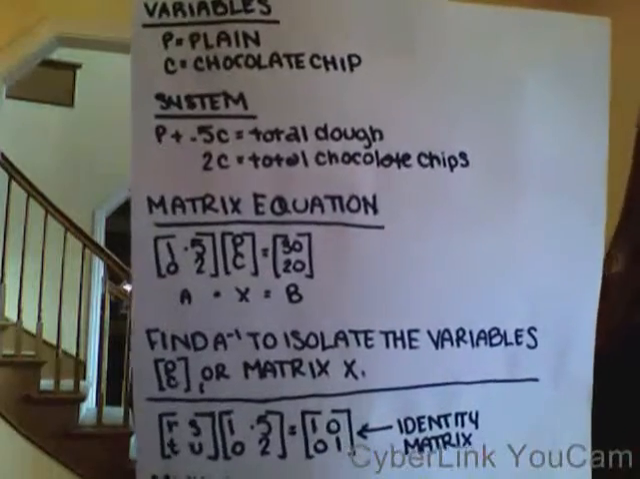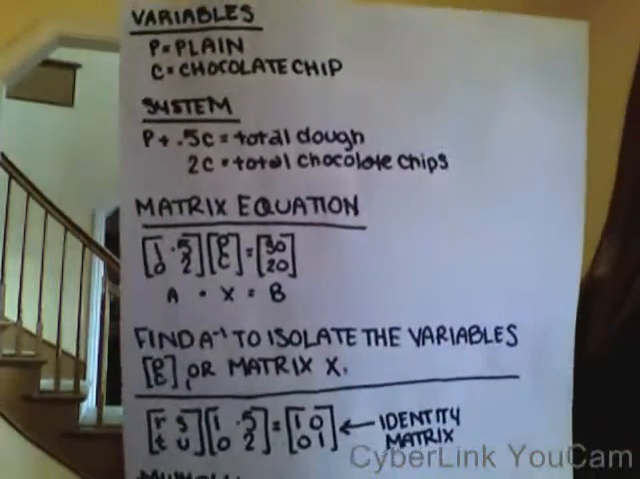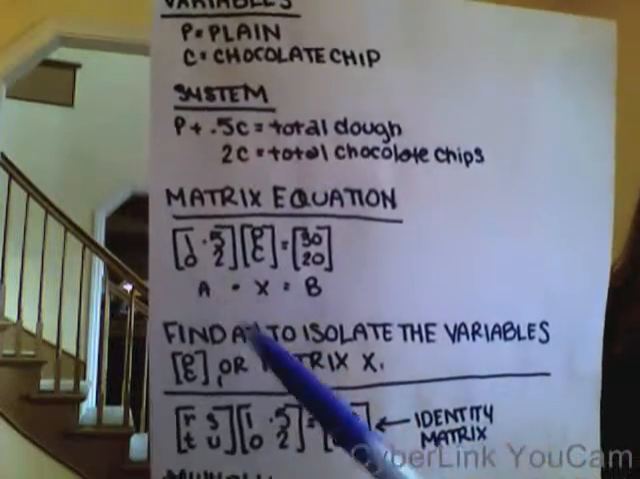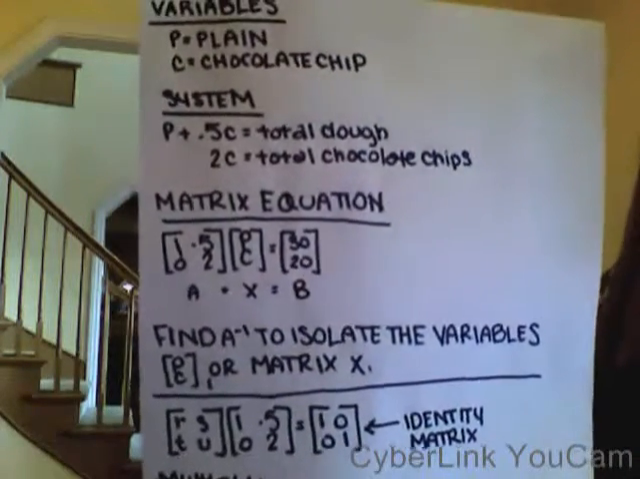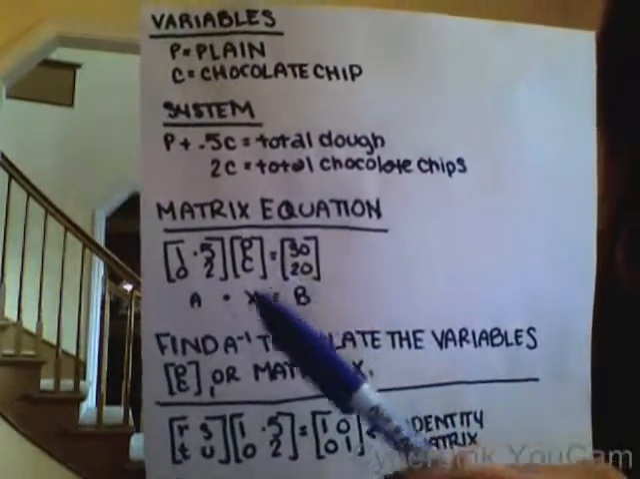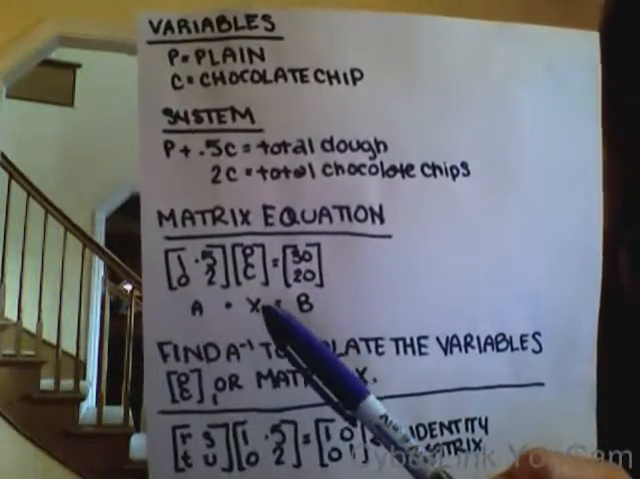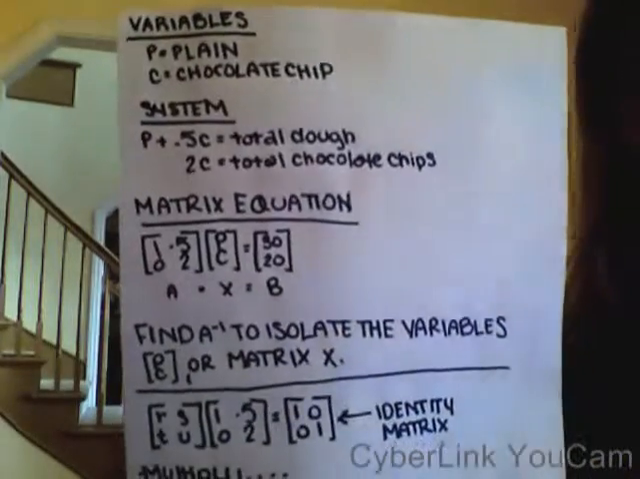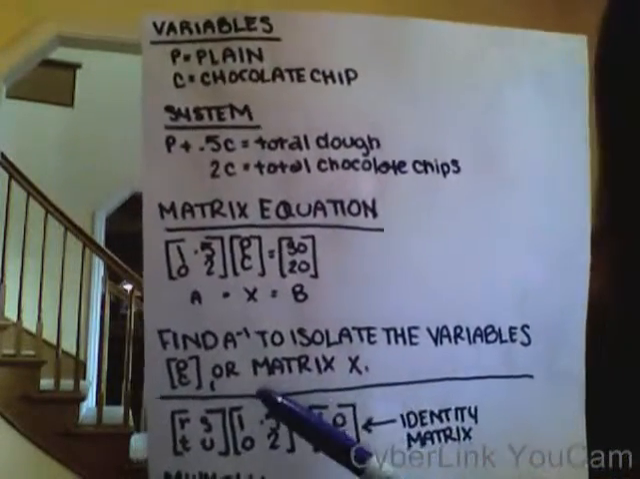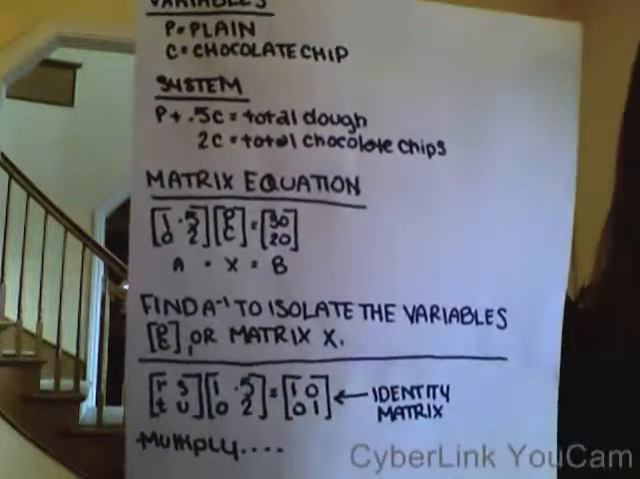Now we can put this information into matrices. All of the coefficients for variables P and C go into matrix A. When you arrange them like this, they multiply to give you the same equations we started with. This equation follows the general form matrix A times matrix X equals matrix B. Now we have to find the A inverse to isolate the variables P, C, or matrix X.